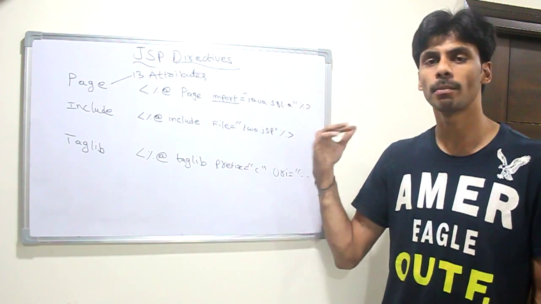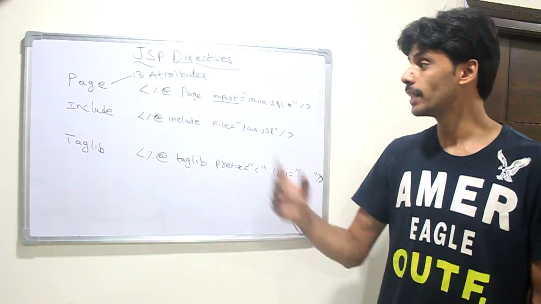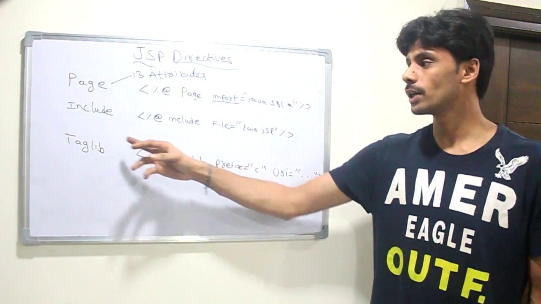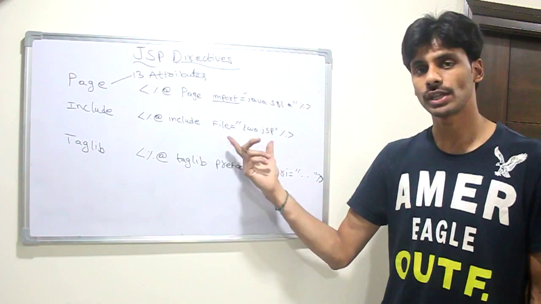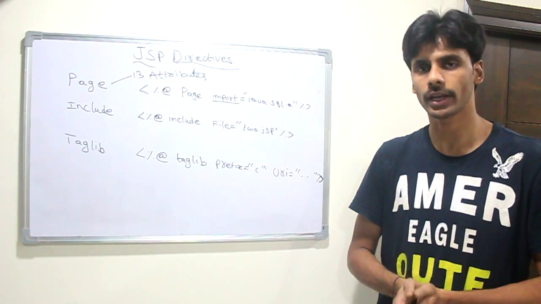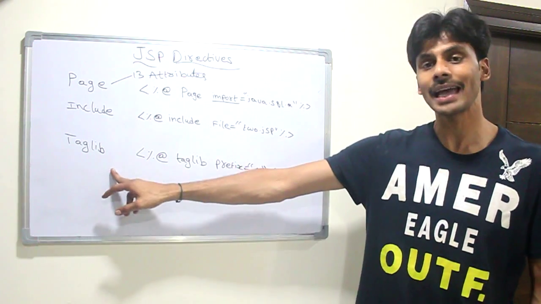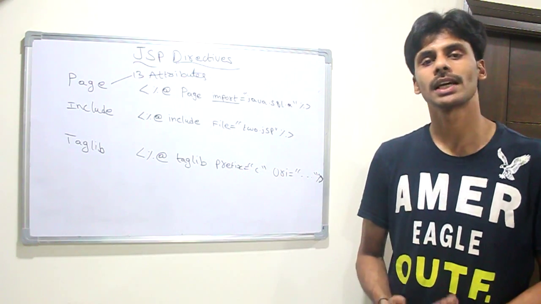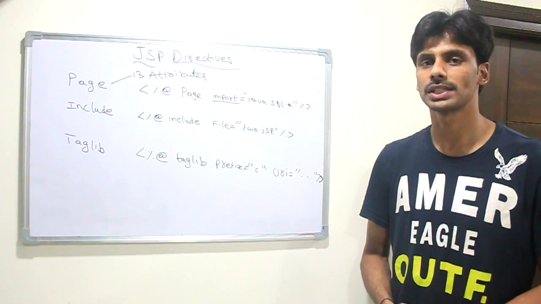Page allows you to do import, define error pages, etc., with the 13 attributes it has. Include is a static include which happens at compilation time. It allows you to include another JSP or HTML into the current JSP page. Then we have the taglib, which allows you to use custom tag libraries or even JSTL tags.